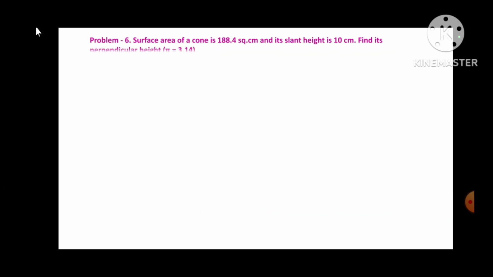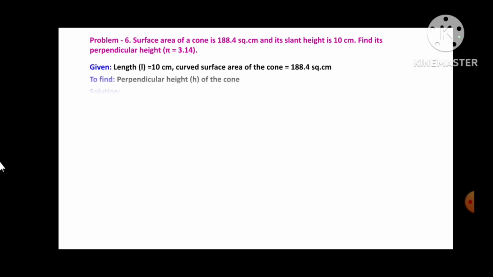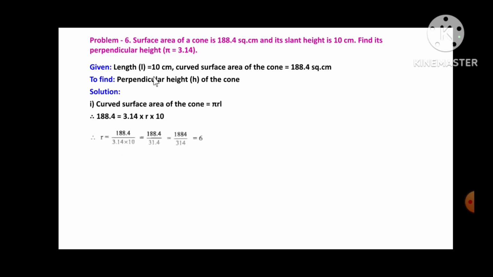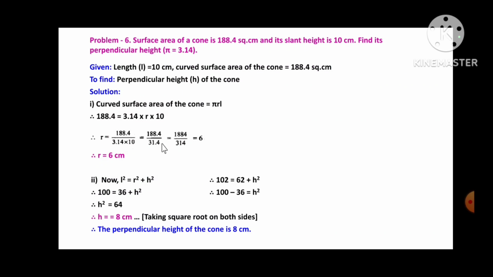We'll see problem number 5. Surface area of a cone is 188.4 square centimeter and its slant height is 10 centimeter. Find its perpendicular height. Pi's value we have to consider as 3.14. Friends, here given things are length, that is 10 centimeter. Curved surface area of the cone is 188.4 square centimeter. To find perpendicular height h, here cone, we know that curved surface area of the cone is pi r L. So 188.4 is equal to 3.14 into r into 10.